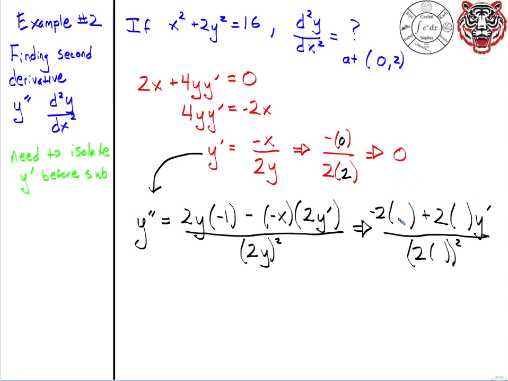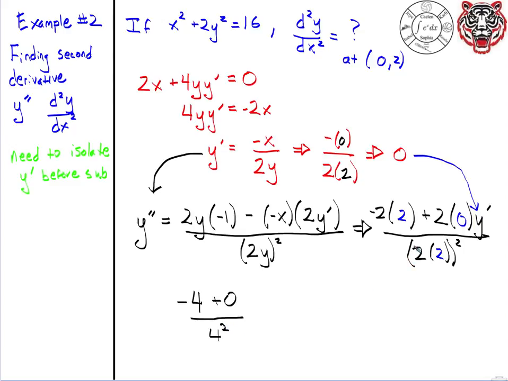So when I plugged in, y was 2. Over here I'm plugging in x is 0. Remember that this 0 is going to come down here into y prime. And the y again is 2 here, so we just plugged everything in. So this becomes negative 4 plus 0, all of this divided by 4 squared.